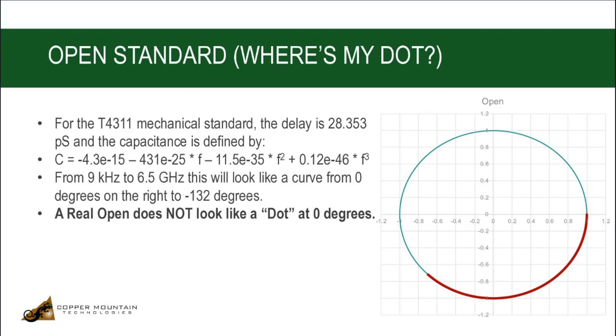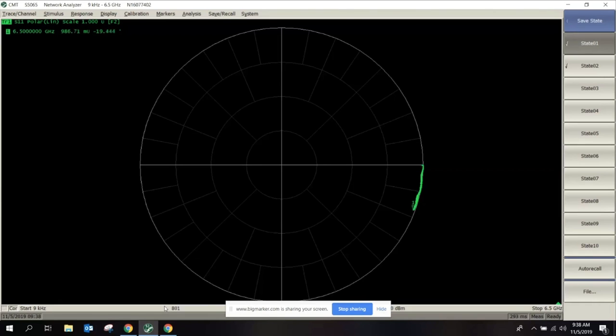So I'm going to share my screen. Okay, so now I have on my screen the software that's running on a 6.5 gigahertz compact vector network analyzer, which you saw on the screen. Is the video showing the VNA as well? Okay. So you can see the VNA.